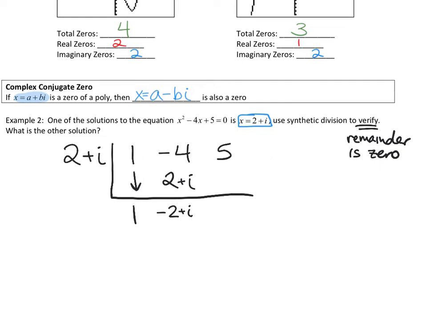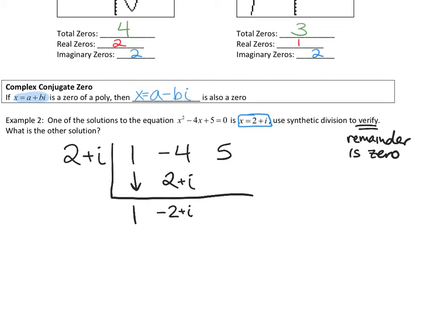And then, yikes, guess what we need to multiply next? Negative 2 plus i times 2 plus i. Sorry, I keep saying that wrong. And I'm sure you're thinking, oh, I really don't want to do the FOIL method and have to remember what i squared is. Great, look at your calculator for a hot second.